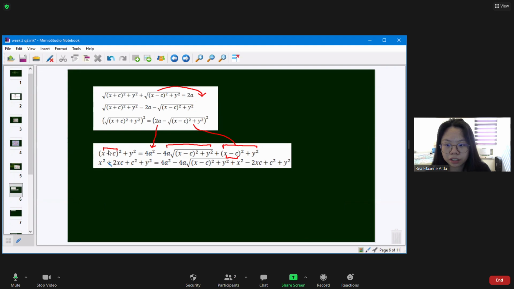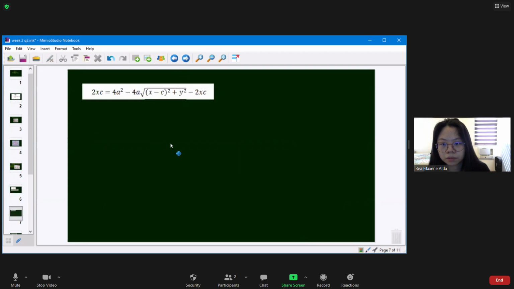Now, if you've noticed, para mas madali, we have common terms. Right here, we have x squared on one side, same as the other. And then we also have c squared on one side, same as the other. And of course, y squared as well. So, tanggalin na rin natin yun para mas maganda tingnan. As you've noticed, isa na lang yung term natin on one side, and then tatlo na lang yung natira on the other.